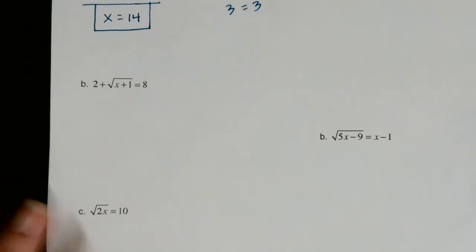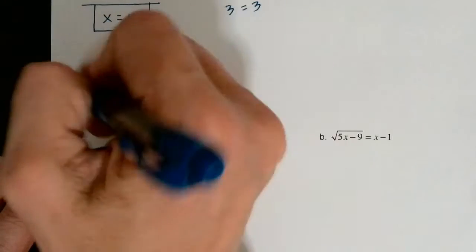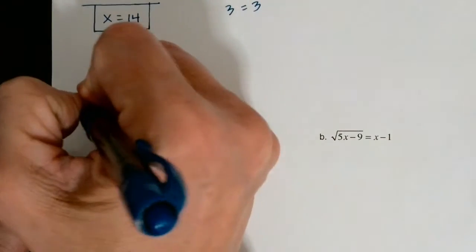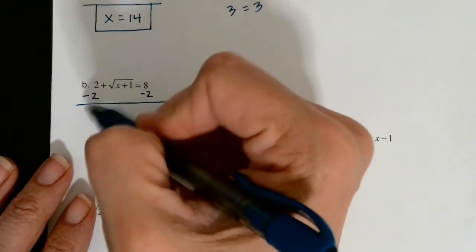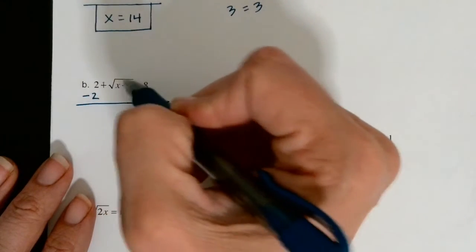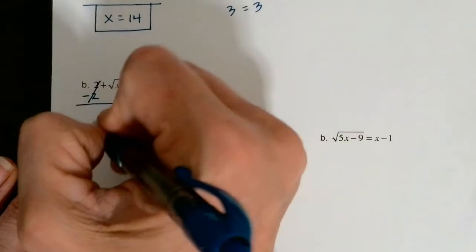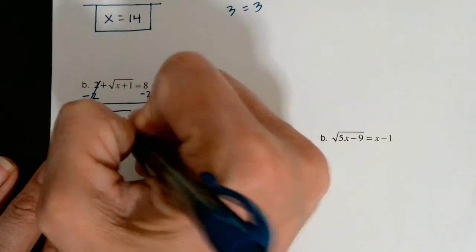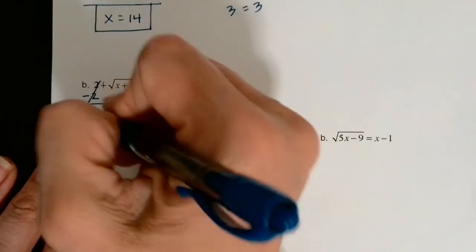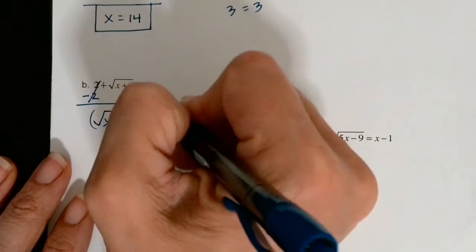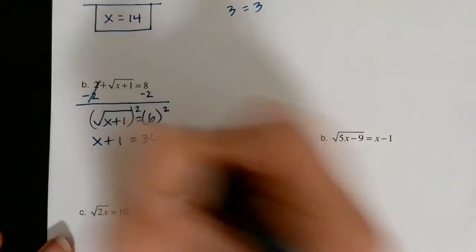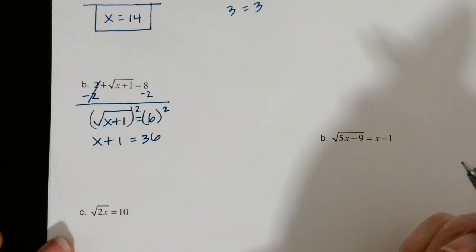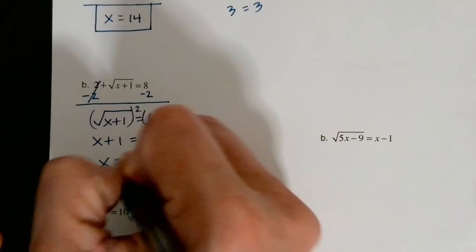Okay? Next one. We are going to have to isolate this square root. So I'm going to subtract 2, subtract 2. Why am I subtracting 2 and not dividing by 2? Because your 2 is being added to that, so you have to undo that. So I get square root of x plus 1 equals 6. Then what do we do? Oh, cool, we square both sides. Great. So now I have x plus 1 equals 36. And then I am going to subtract 1, and I get x equals 35.